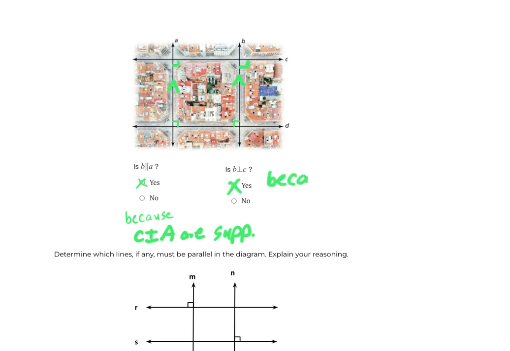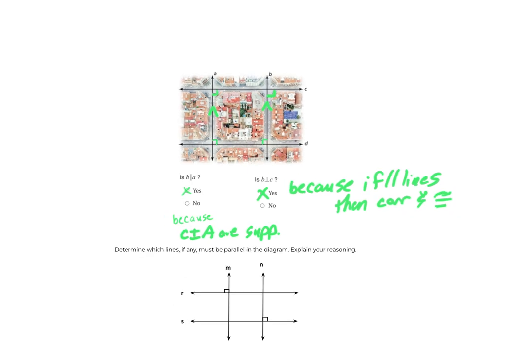we would say because if we have parallel lines, then corresponding angles are congruent. Okay, so we kind of went in a roundabout way. We weren't able to prove this immediately at the beginning, but after we proved the first part, then we could prove the second part.